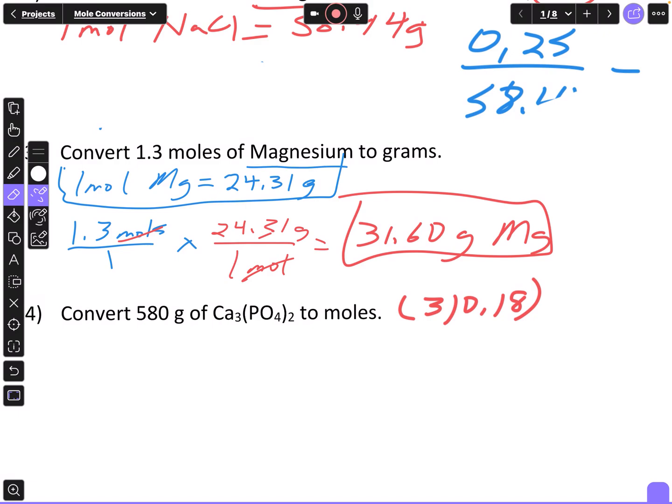Now, if I wanted to take a shortcut on that problem, I simply remember if I'm going moles to grams, I have to multiply by the molar mass. So that would have been 1.3 times 24.31. That would have given me the same answer there.